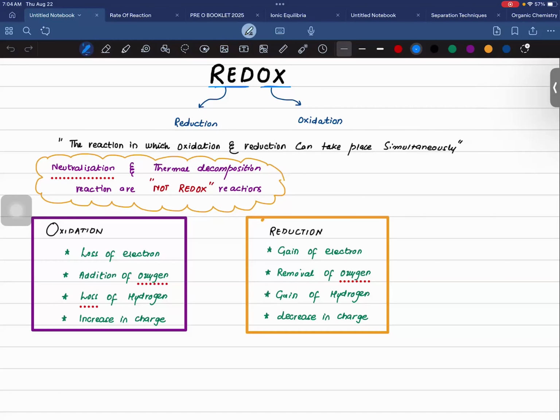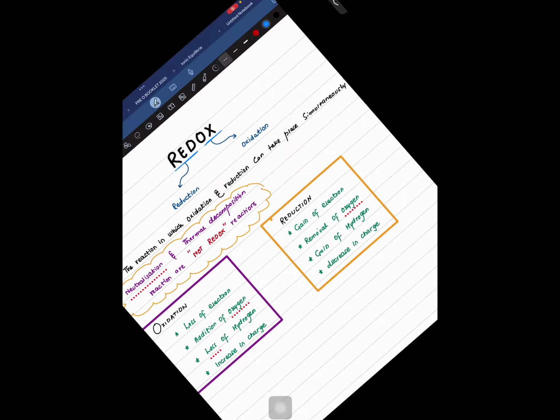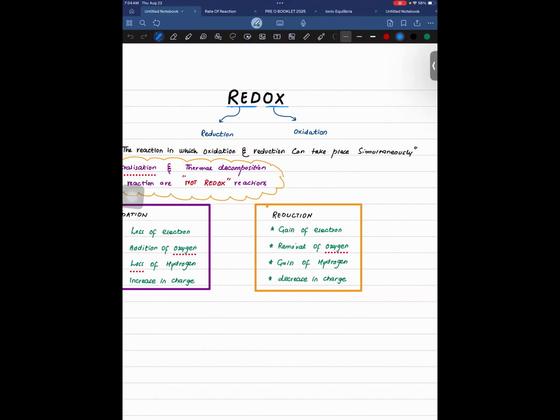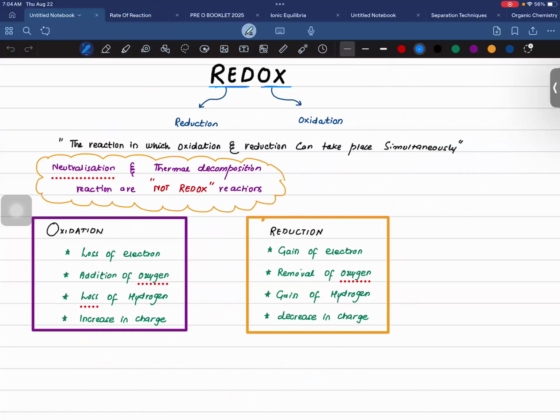So yes, this is the second class of the redox reaction. In the last class, I just told you the definitions of oxidation and the definition of reduction. Basically, oxidation can be defined in four ways, and reduction can also be defined in four ways, right? And I also told you the definition of redox reaction. Basically, it's a reaction in which oxidation and reduction take place simultaneously. In a reaction, when there is an oxidation, obviously there would be a reduction.